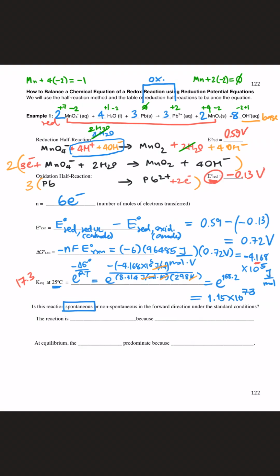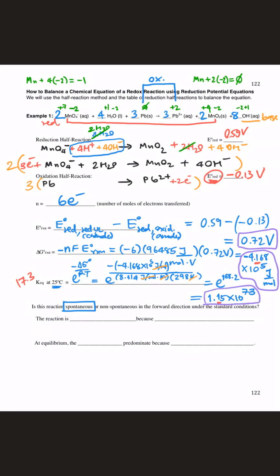Because the calculation from the previous step has two sig figs, this step would also have two significant figures as well. So here is the answer for the E reaction, this is the answer for delta G, and the last one is the answer for K.